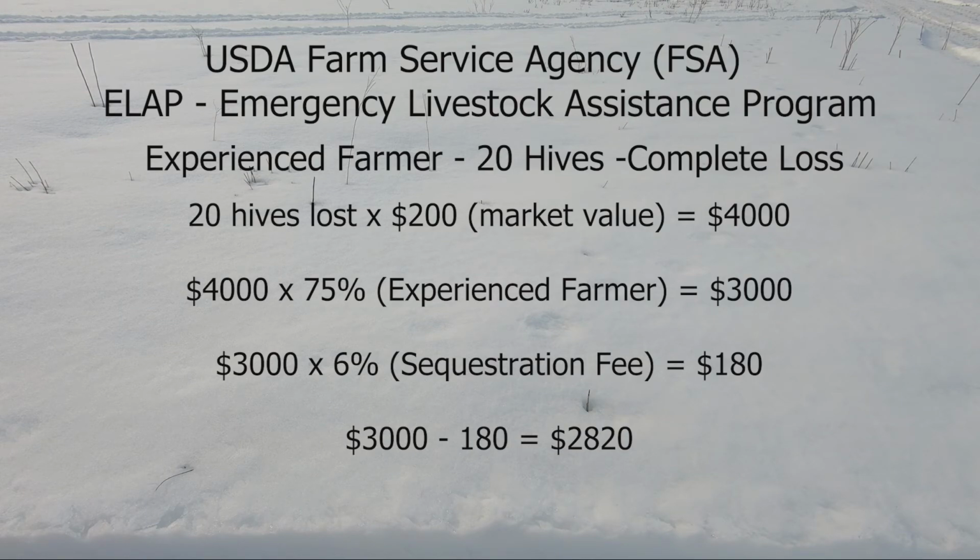That gives us $4,000. As an experienced farmer, you get 75% of the $4,000, bringing you down to $3,000. Once again, we have to pay the sequestration fee for the program, which is 6%, which is another $180, bringing you down to $2,820 if 20 hives were washed away in a flood, or a volcano erupted, or a tornado took them to Oz.